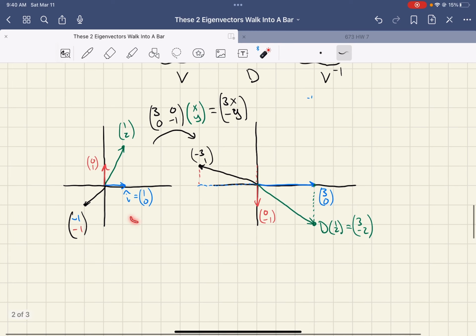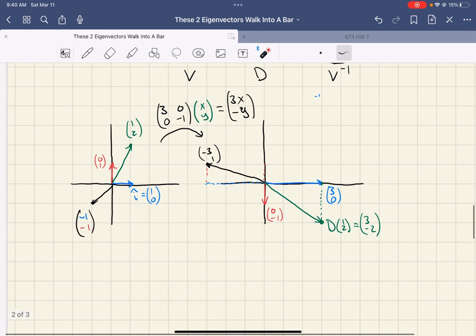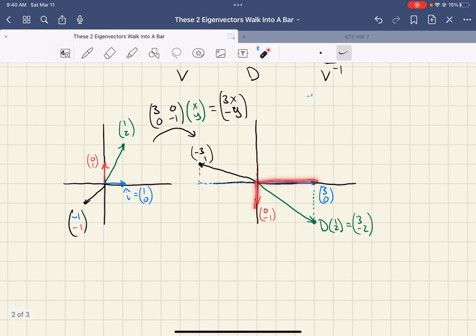But the way I'm moving around these vectors, where I take these coordinates and they're telling me the combination of blue and red to use, and then I use that same combination of blue and red, but now they're stretched or flipped or whatever, that's true of every matrix, okay?